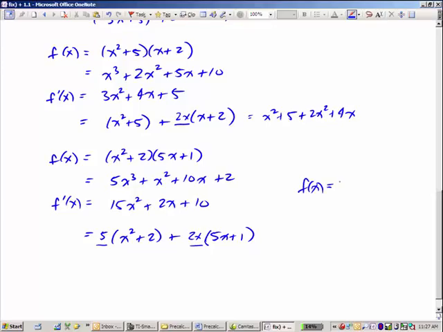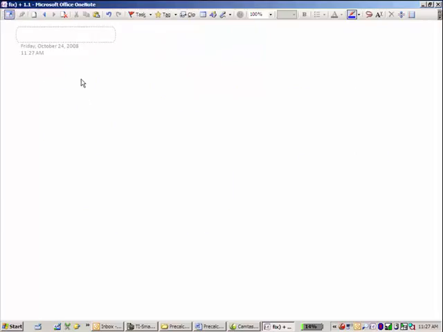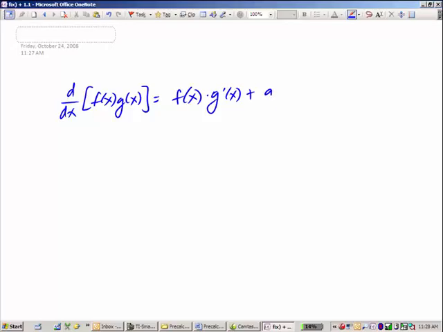If I now give you e to the x times x squared, that's a product. You couldn't do that before, but now we're ready to say, if you have a product, the derivative of a product, or the product rule, is the first times the derivative of the second plus the second times the derivative of the first. And I'm ready to put that in a box now.